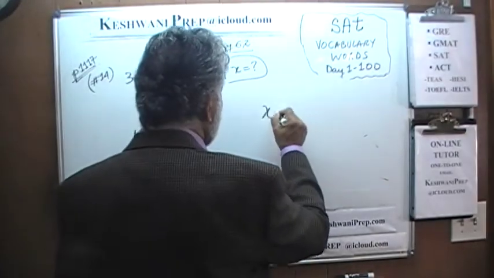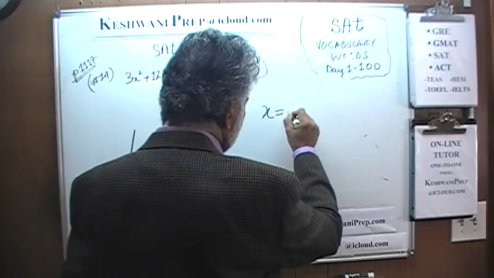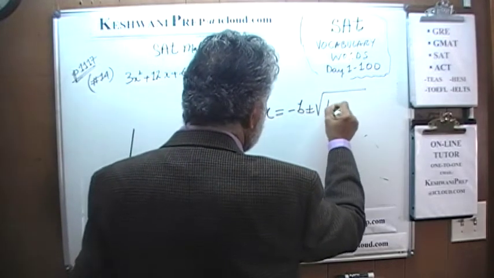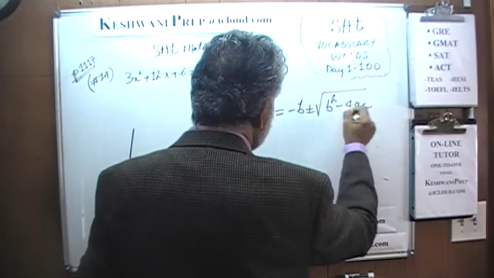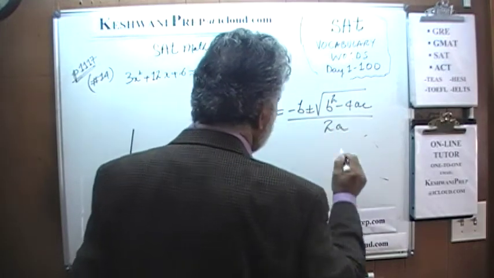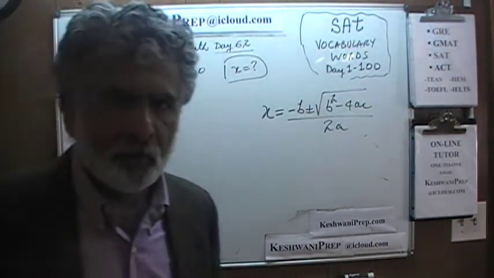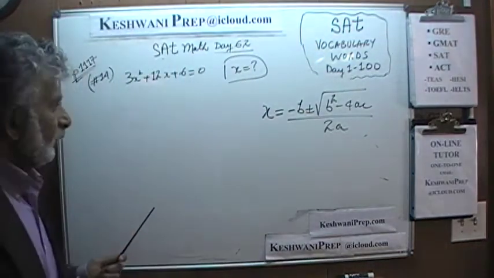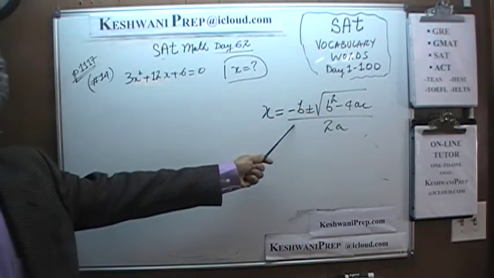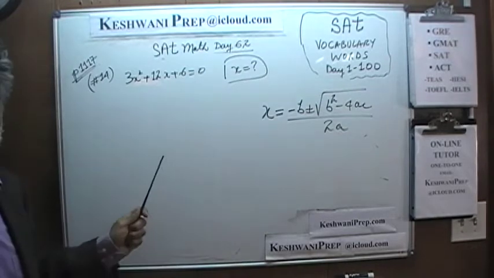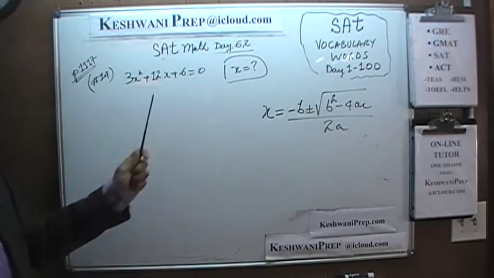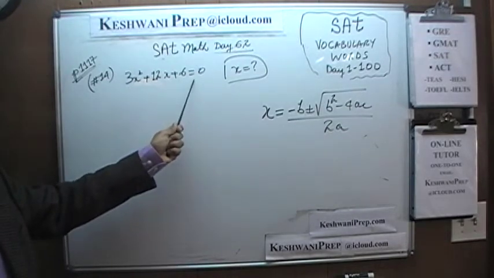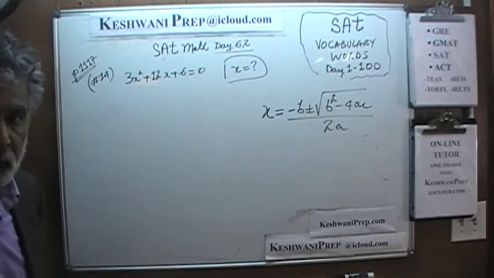We already know it. The quadratic formula tells us that x would have to equal negative b plus or minus square root of b squared minus 4ac over 2a. You must know the quadratic formula by heart before you sit for the exam. It's a must. So let's finish it up. Now we could actually continue applying this formula in this format, but if we do that, we'll end up with very large numbers. This is a multiple of 3, 12 is a multiple of 3, 6 is a multiple of 3, 3 is a common factor. Why don't we divide the whole thing by 3?